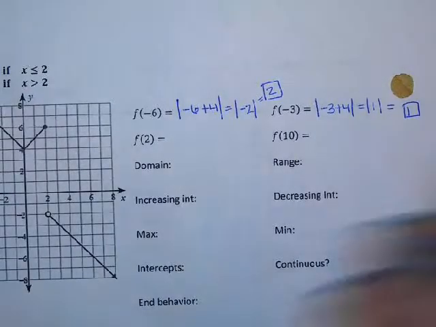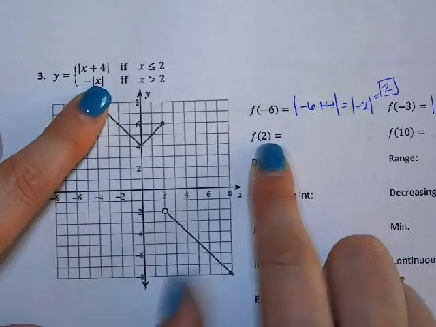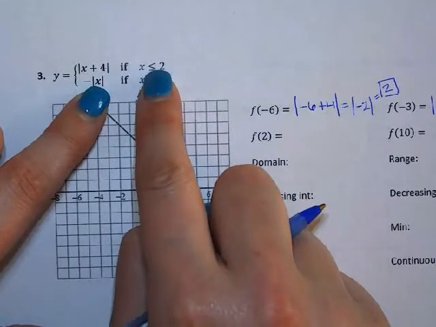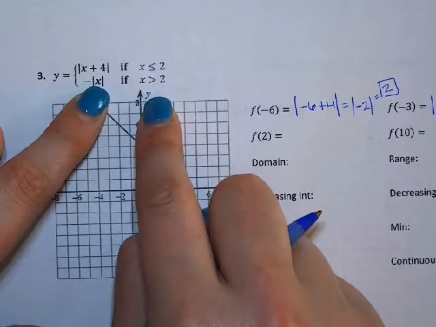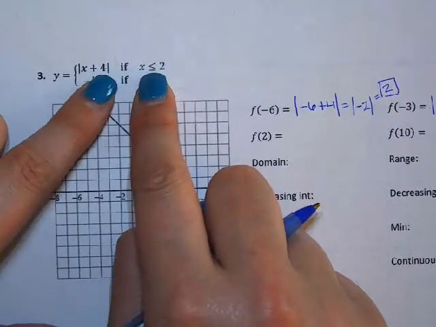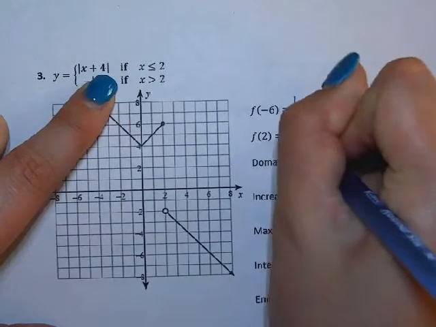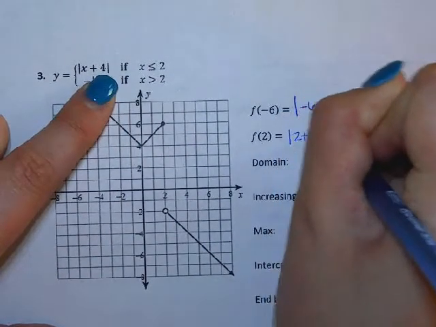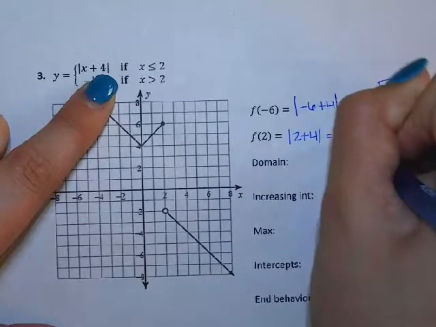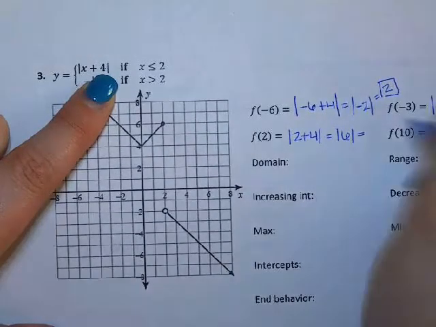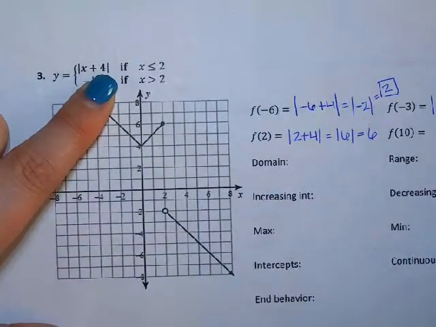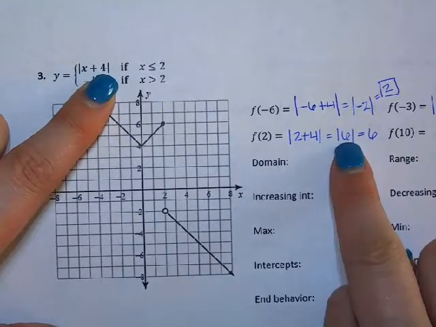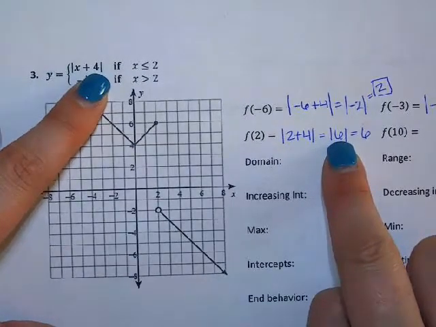All right. If we're plugging in 2, we have to be careful. Which one are we allowed to actually put 2 in? Yeah, the top one, because that's where it says it can equal 2. So now we have the absolute value of 2 plus 4, which is the absolute value of 6, which is 6. Make sure you write absolute value of 6 and not 161.